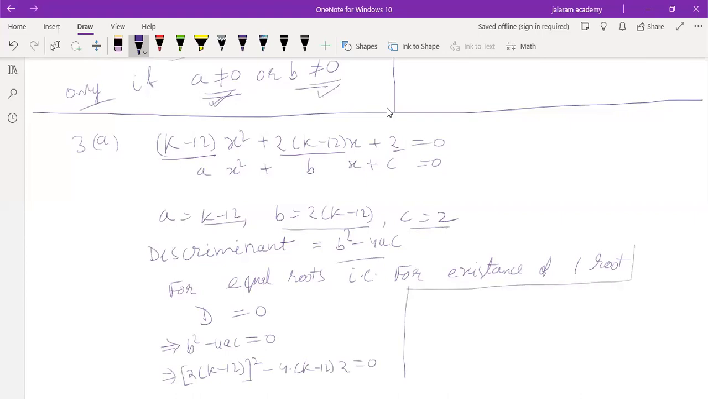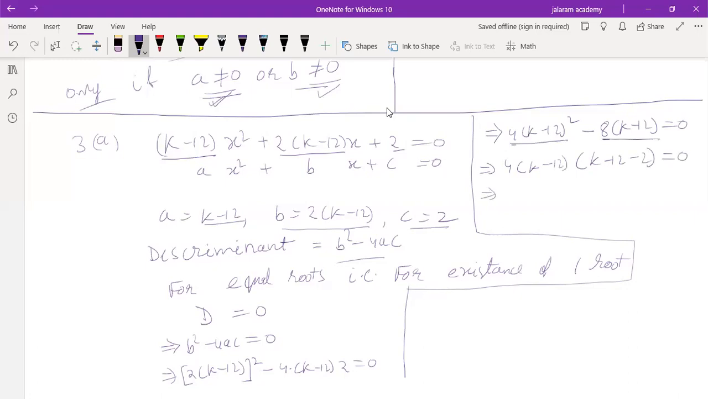It implies, now I am solving this in this space. 4 into, don't expand, k minus 12 whole square, write only k minus 12 whole square minus 4 2s are 8 into k minus 12 equals to 0. It implies 4 is common in both, k minus 12 is common in both. So first bracket is left with only k minus 12 and next bracket is left with only minus 2 equals to 0. So no need to expand.